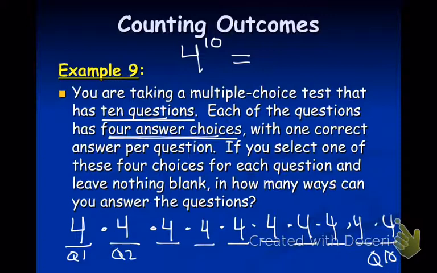All right, so you should have gotten 1048576. There are a ton of options and ways that this can be answered. So there are over 1 million ways to answer the test differently when you have 4 options. All right, so let's go ahead and move on to the last one and wrap it up.